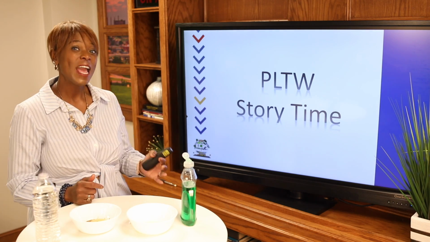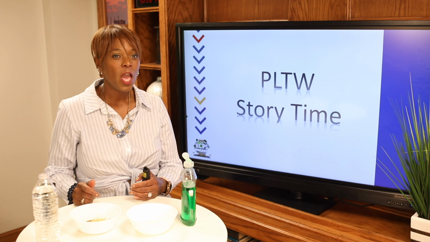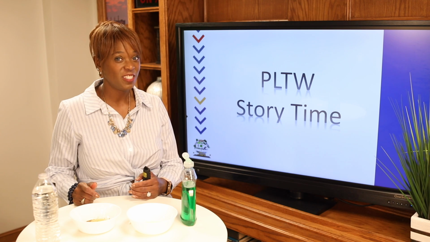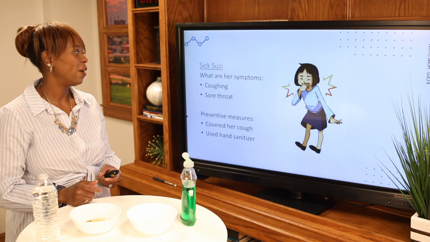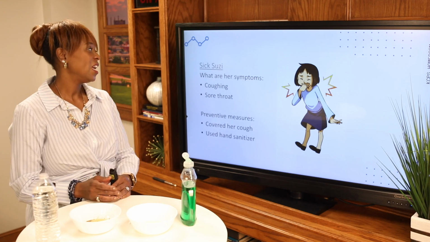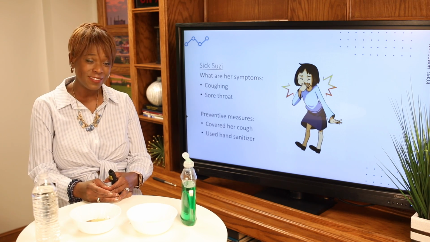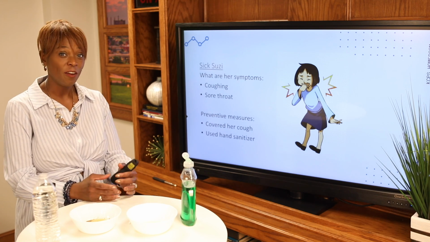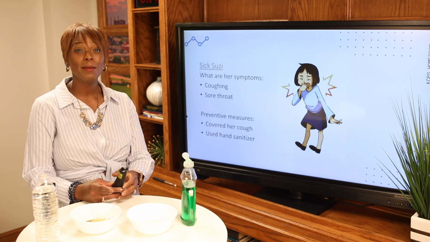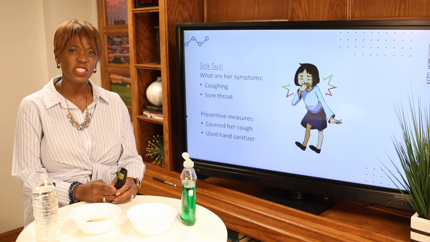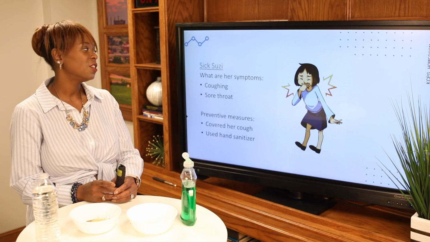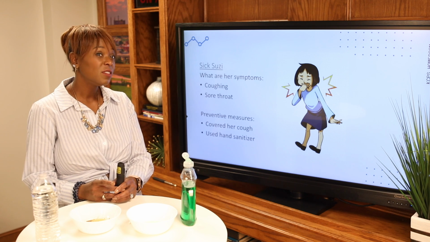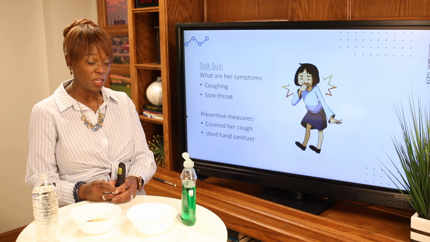All right, so now it's our PLTW story time. Our story is going to be about some kids that are going to be infection detection scientists. Here we go. This is Sick Susie. Sick Susie is with her friends and she looks pretty sick. I noticed that she's coughing because she has her hand over her mouth. Some of her other symptoms are she said that she had a sore throat. She was with her friends and she told them that she didn't feel very well. She covered her cough when she coughed around her friends by using her hand.